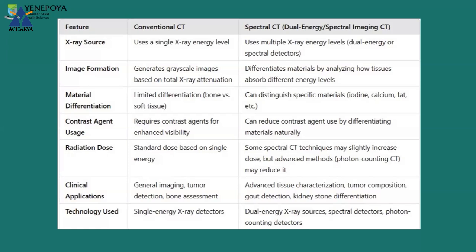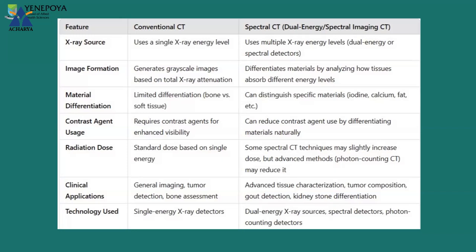Now let's go to material differentiation. In conventional CT there is limited differentiation between bone and soft tissues, or bone and bony structures. But in spectral CT, if you have materials of somewhat the same density, you will be able to differentiate between the two. Like iron and calcium, you can distinguish between the two. That is how the differentiation of material takes place.